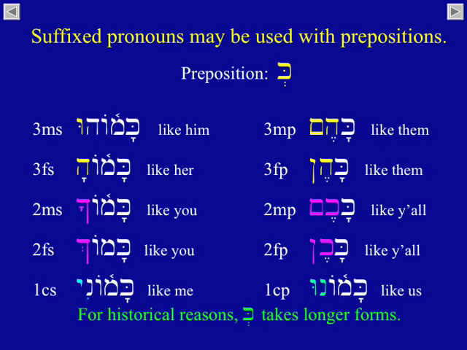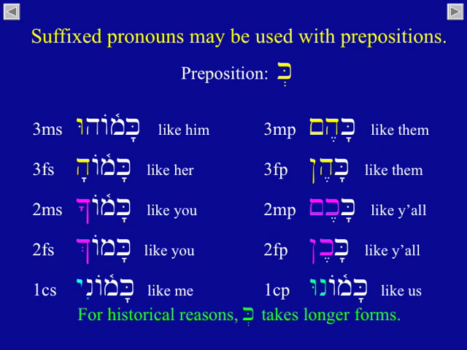With the preposition kaf, ka, things are a little more complicated. Most of the plural reads as we expect. Kahem, like them. Kahen, like them. Kachem and kachen, like you, plural. But we might expect the first person plural, like us, to be kanu, on analogy with banu and lanu. Instead, we have this extra mo element: kamonu, like us. And that mo element appears throughout the singular forms.